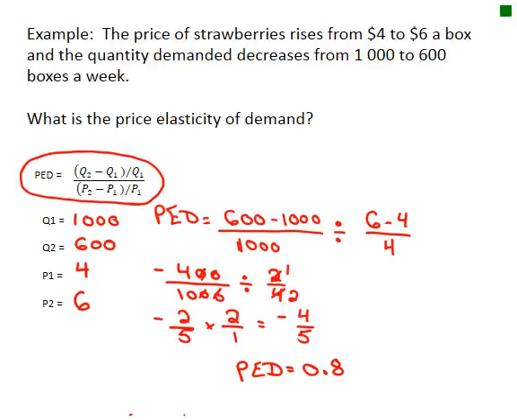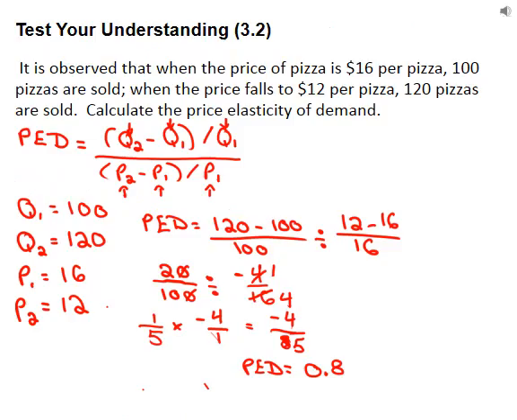That's our answer. So you'll find out afterwards if it's less than 1, we're going to call it inelastic, and if it's greater than 1, it will be elastic. So let's look at another one. We've got the price of pizza, $16, and 100 pizzas are sold. When the price falls to $12, 120 pizzas are sold. Again, asked to calculate the price elasticity of demand.